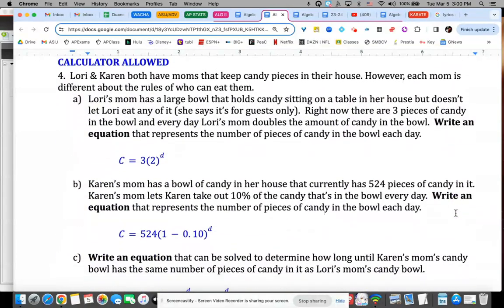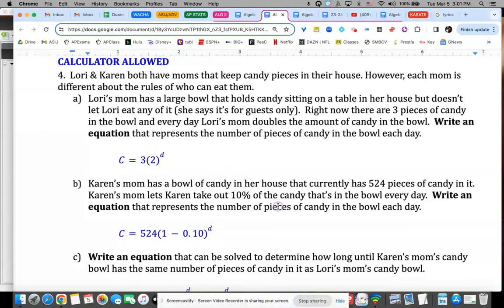Okay, last problem. On part A, we are increasing by doubling everything, right? So we start off with 3 pieces of candy. That's why that's in the front. And our rate is 2. Now I use D for days and C for candy, but you could use any letters you wanted. All right, you need to just be able to logically think out, what's my starting amount? What's my rate? I'm doubling it every time, right? It doubles. And then we have it to a power that matches that rate. So if this is doubling per day, then this exponent should be in days. Okay, same thing on the next one.